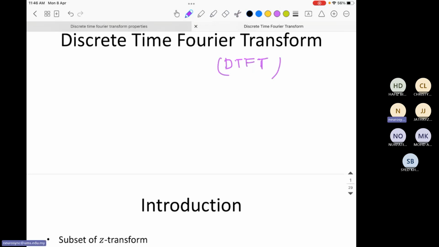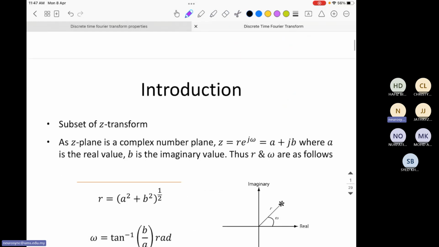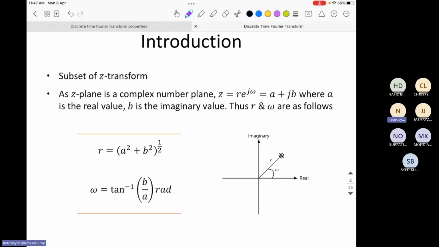There is one more transform we call the discrete Fourier transform, that is DFT. This we will also see in the coming lecture. Today we will focus on the discrete time Fourier transform, that is the DTFT. Now this is basically a subset of the Z transform.